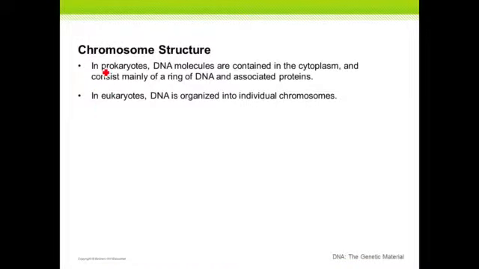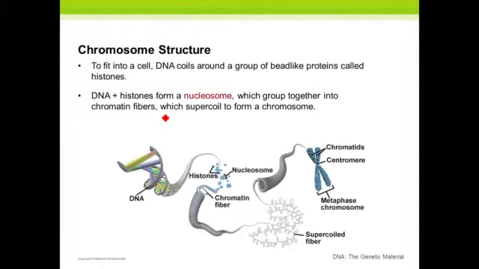The last part, guys. Now, in prokaryotes, the DNA molecules are contained in the cytoplasm, and in eukaryotes, they're in individual chromosomes. So if you are a prokaryote, basically a bacteria, your DNA just floats around inside of the cytoplasm. If you're a eukaryote, the DNA is actually inside the chromosome. So all that stuff you learn about in Mendelian genetics, the chromosomes, they're just DNA.